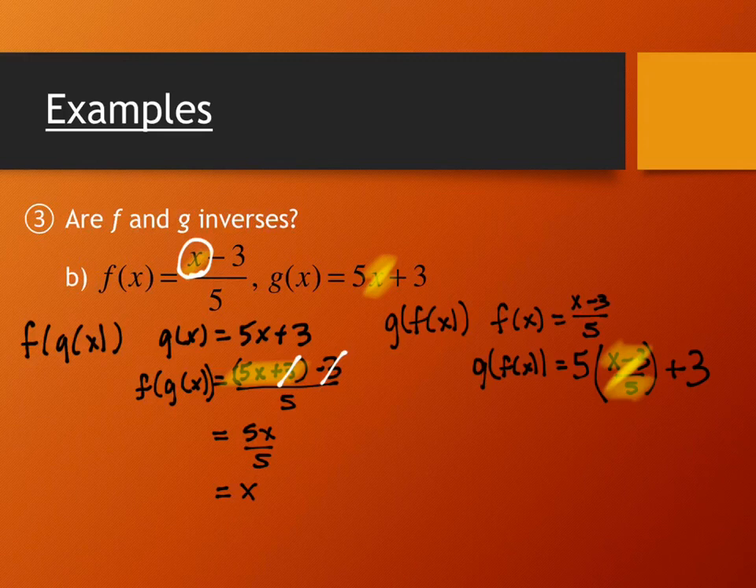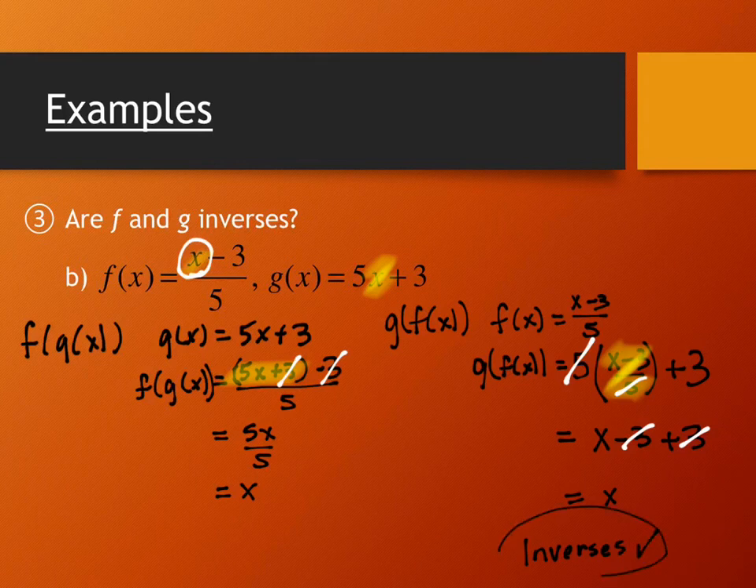And again, beautiful things happen. What cancels first this time? The 5's. And again, if I wrote out a simplified version at this point, it would actually say x minus 3 plus 3. And then what would cancel? The 3's. And I'd be left with x. And we would say, yes, these are inverses. No problem.